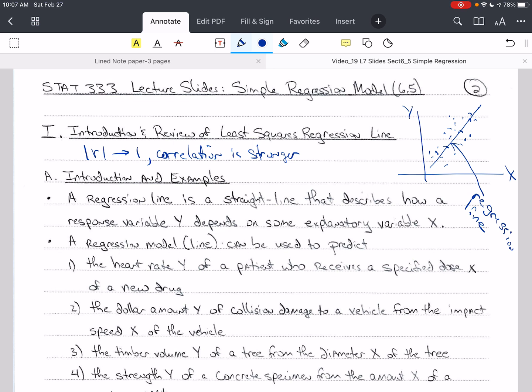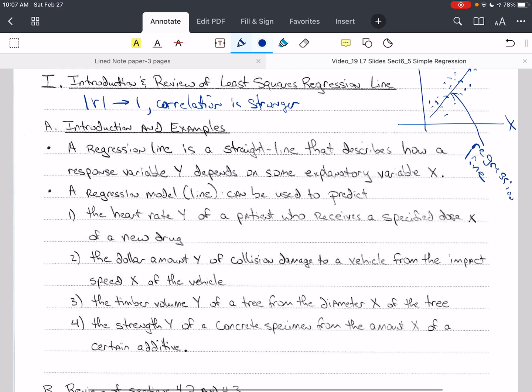So a regression line can be used to predict, say, the heart rate, which is y, of a patient who receives a specified dose of a new drug, the dollar amount, y, of collision damage to a vehicle from impact speed, x, on the vehicle. Another example is timber volume, y, of a tree from a diameter x, the strength y of a concrete specimen from the amount of a certain additive. So we can do these predictions of y based on x, assuming that we have a statistically significant correlation. And that's a very important point. If you have a weak correlation and it's not statistically significant, you don't want to use it for prediction.